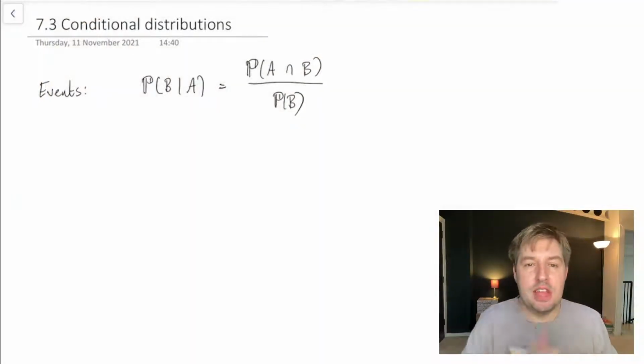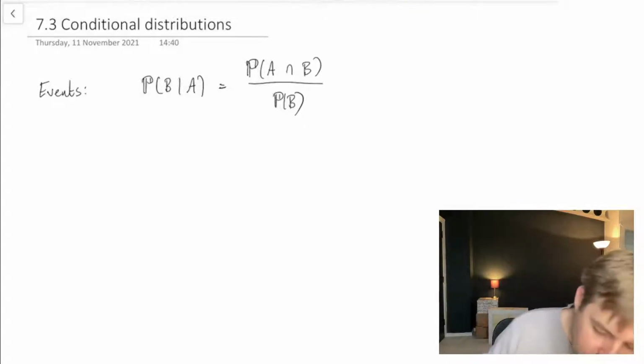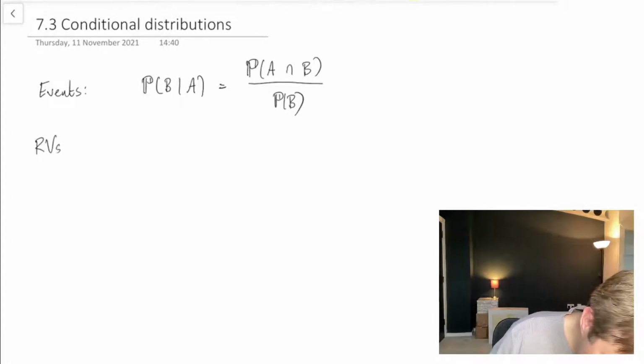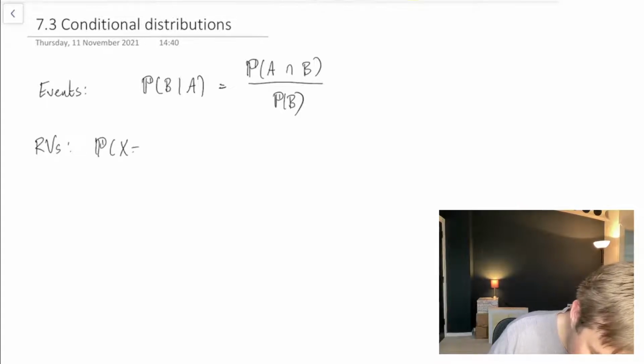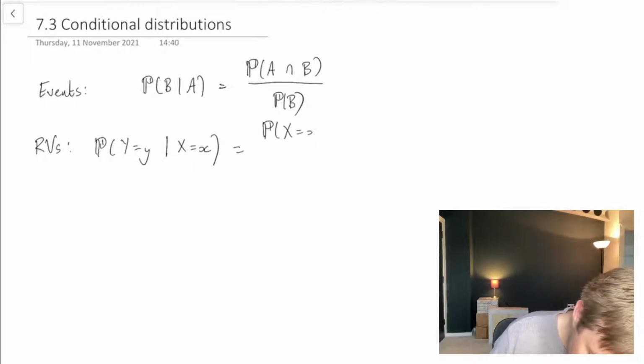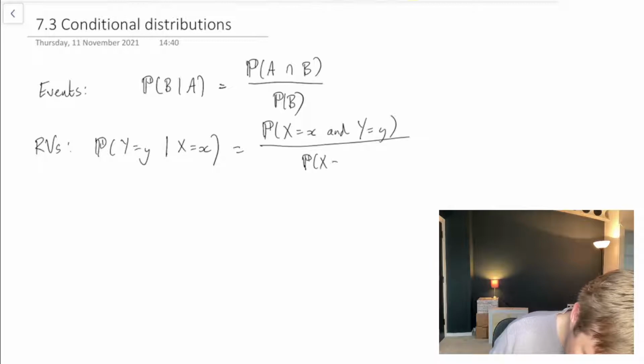So you'll remember that we had the definition for events, the probability of B given A being the probability of A and B divided by the probability of A. And similarly, for random variables, RVs, we could have the same thing, which is the probability that Y takes some value little y, given that it takes some value little x, would be the probability that they both happen, divided by the probability of the thing we're conditioning on.